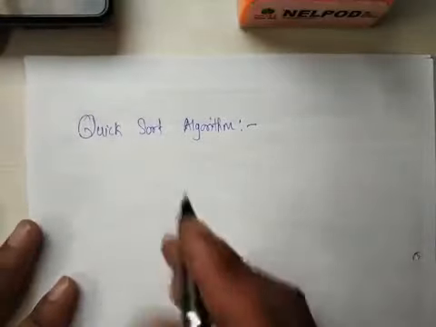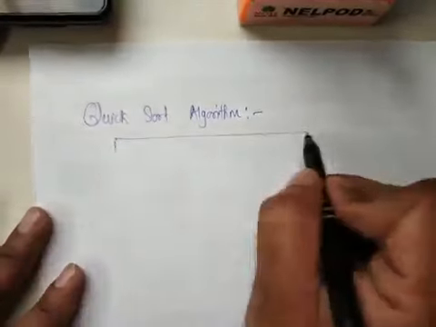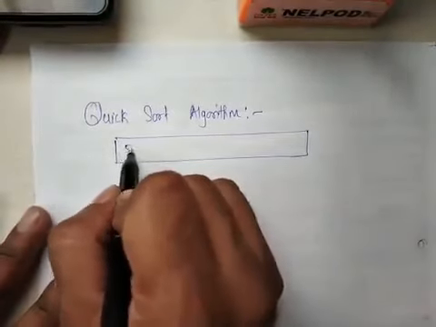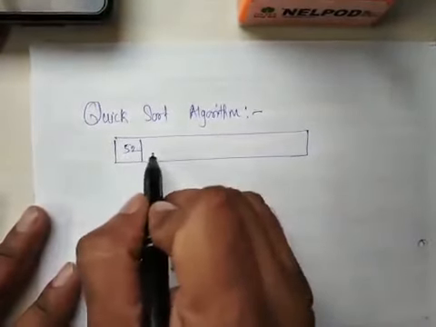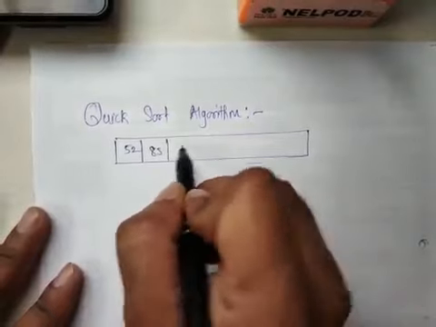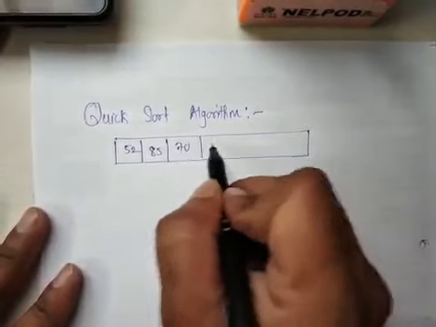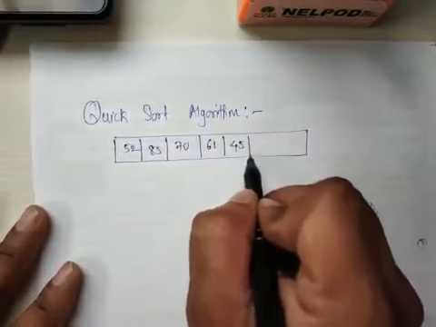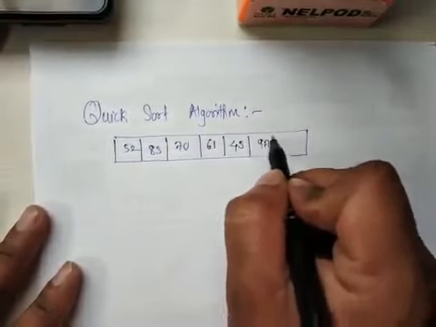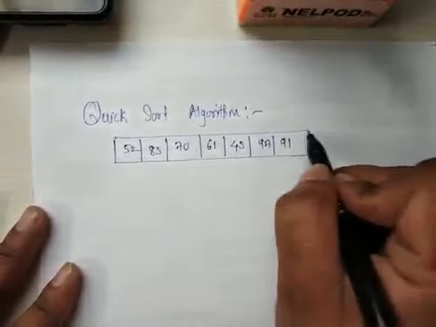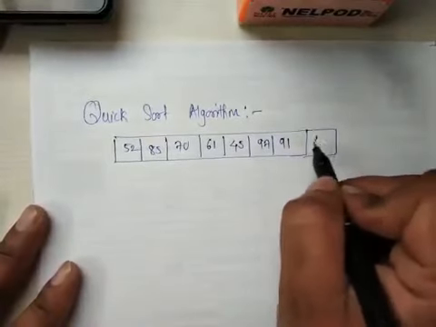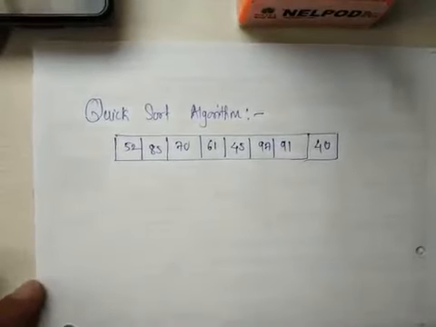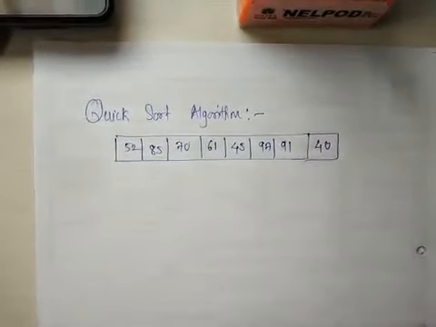Suppose you have a list of elements in an array like 52, 85, 70, 61, 45, 97, 91 and 40. So these are the elements in your array.